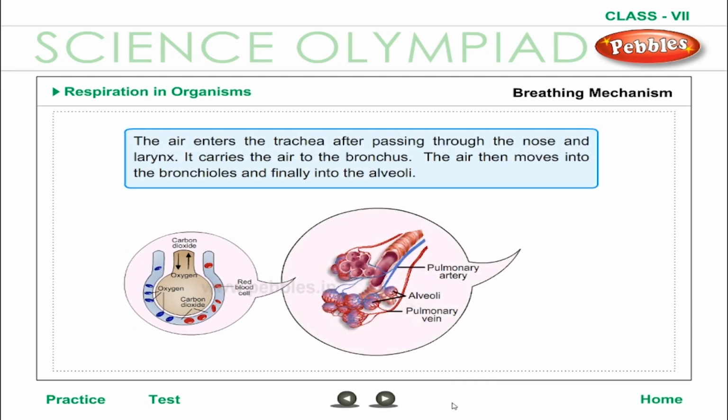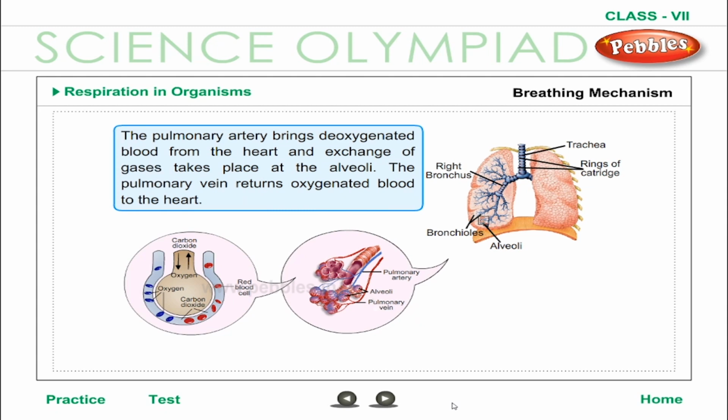The air enters the trachea after passing through the nose and larynx. It carries the air to the bronchus. The air then moves into the bronchioles and finally into the alveoli. The pulmonary artery brings deoxygenated blood from the heart and exchange of gases takes place at the alveoli. The pulmonary vein returns oxygenated blood to the heart.